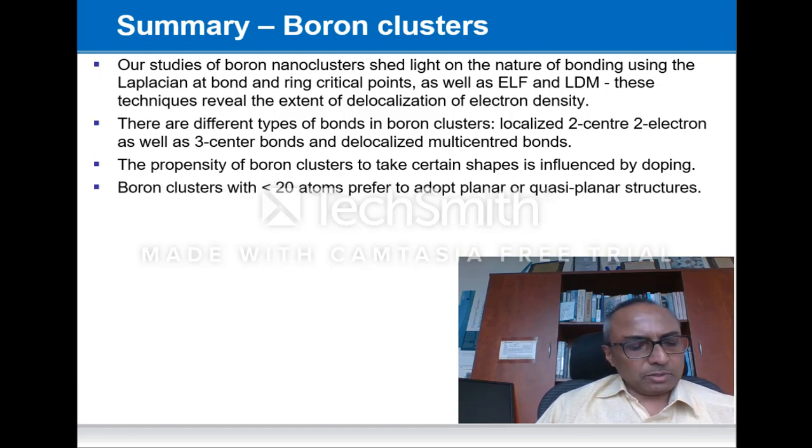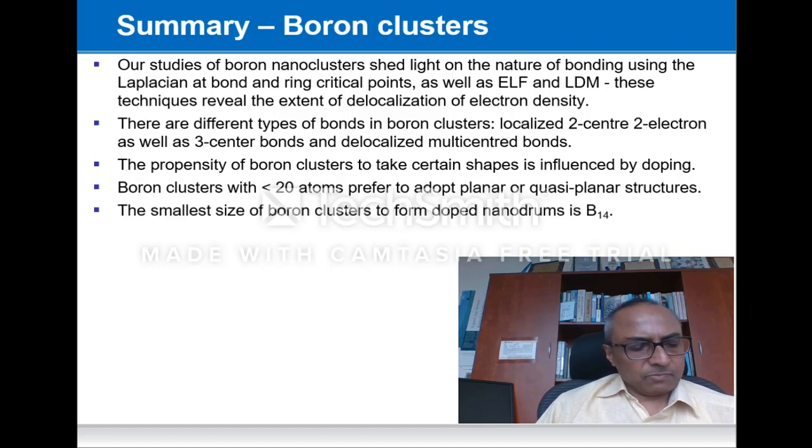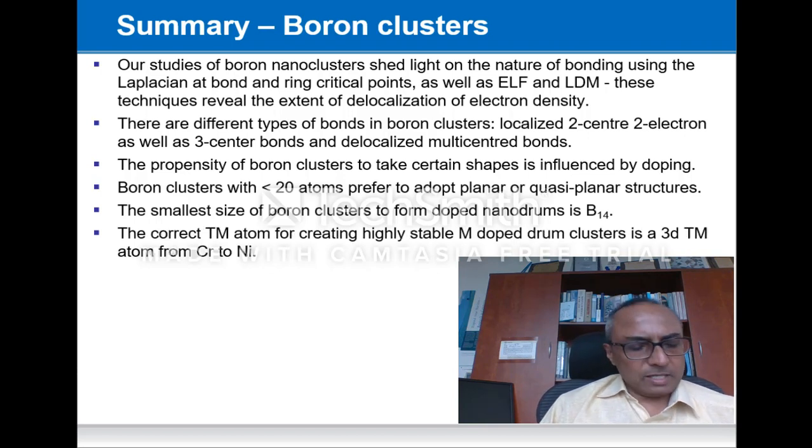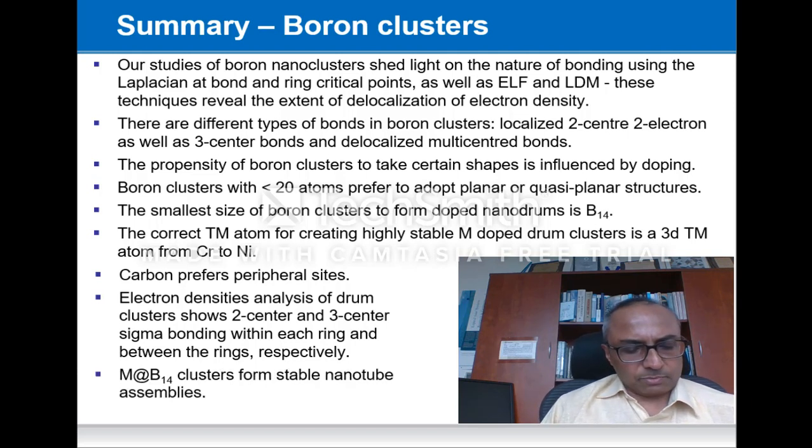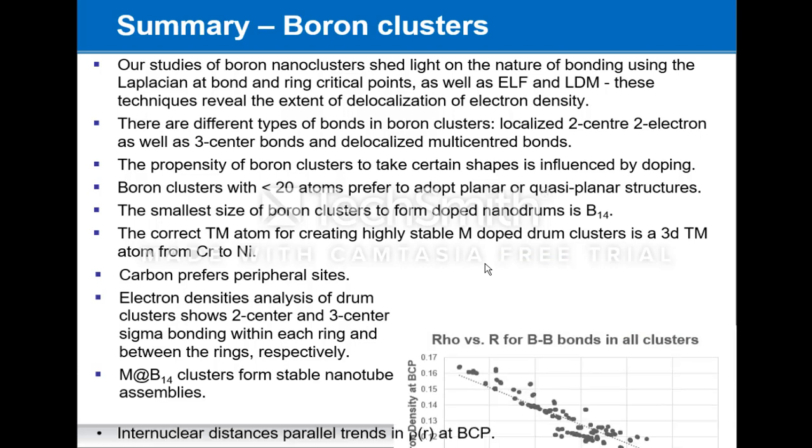The small boron clusters with less than 20 atoms adopt planar or quasi-planar structures. The smallest size of boron clusters to form doped nanodrums is B14. The correct transition metal atom for creating stable doped drum clusters is a 3D transition metal atom from chromium to nickel. We see that carbon prefers peripheral sites. Drum clusters show two-center sigma bonding within each ring and three-center sigma bonding between the rings. M and B14 clusters form stable nanotube assemblies.